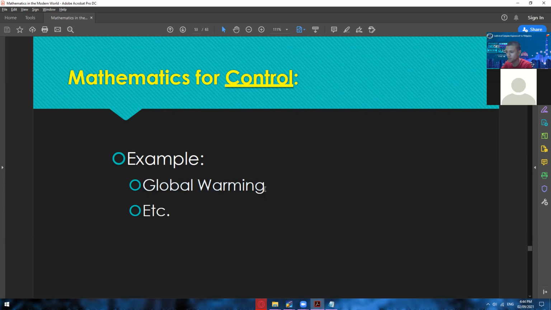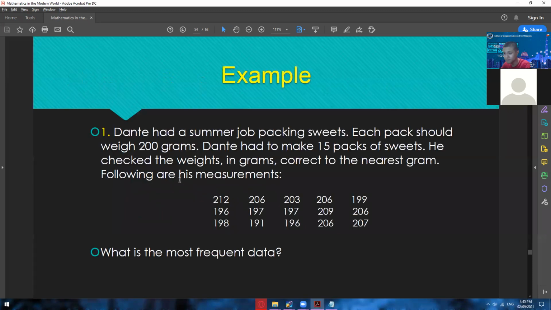Okay, it's already too much. Then we must plant as many trees as we can right now. Okay, so with that, we'll be able to control this kind of disaster. Okay, and many more. And then we have some examples right here.